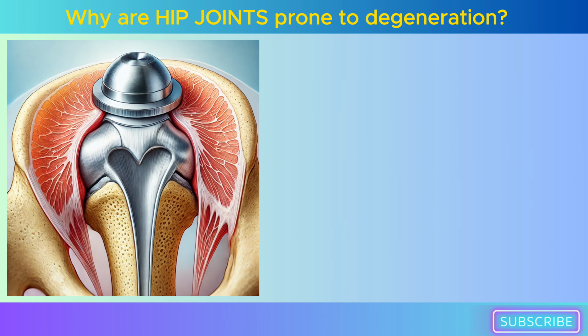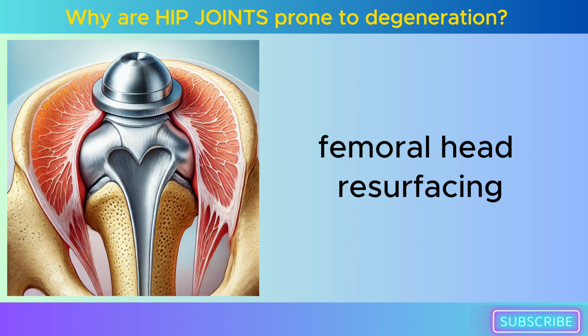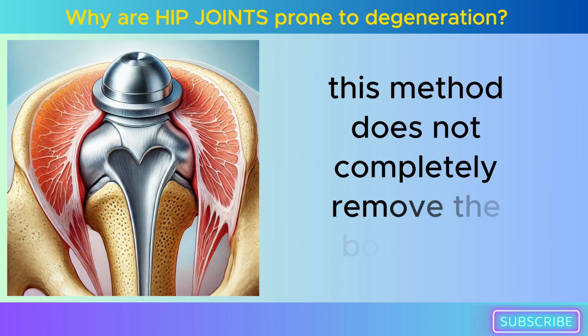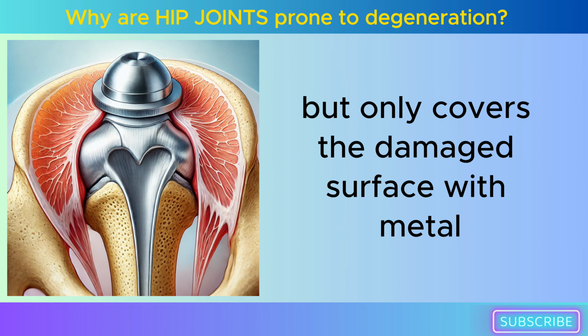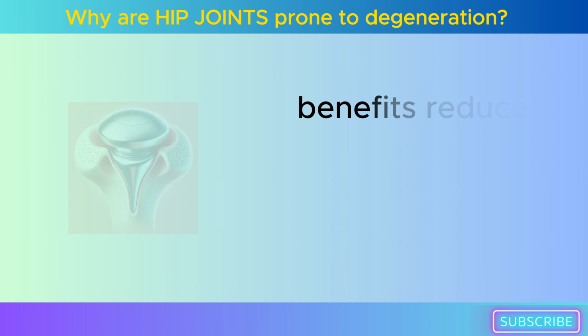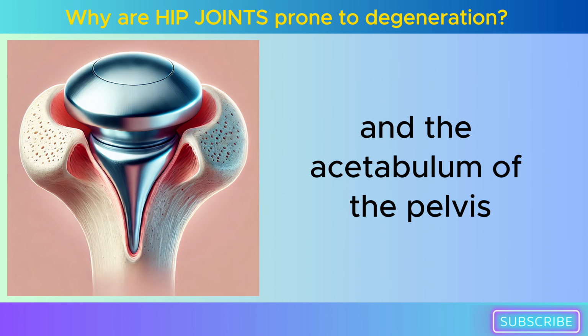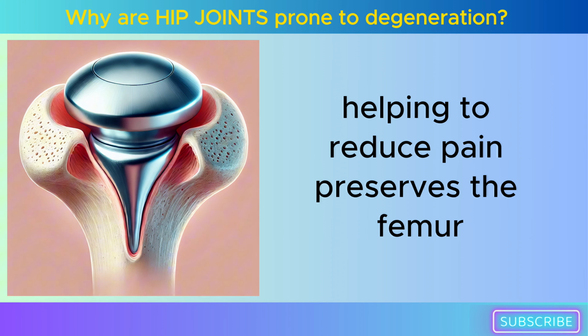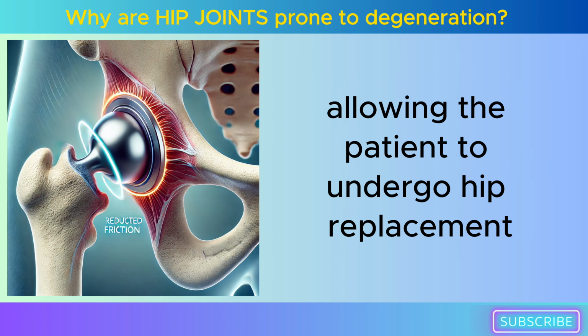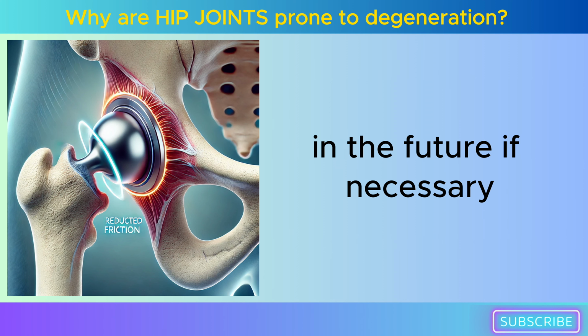3. Femoral head resurfacing. This method does not completely remove the bone head but only covers the damaged surface with metal. Benefits: reduces friction between the femoral head and the acetabulum of the pelvis, helping to reduce pain. Preserves the femur, allowing the patient to undergo hip replacement in the future if necessary.